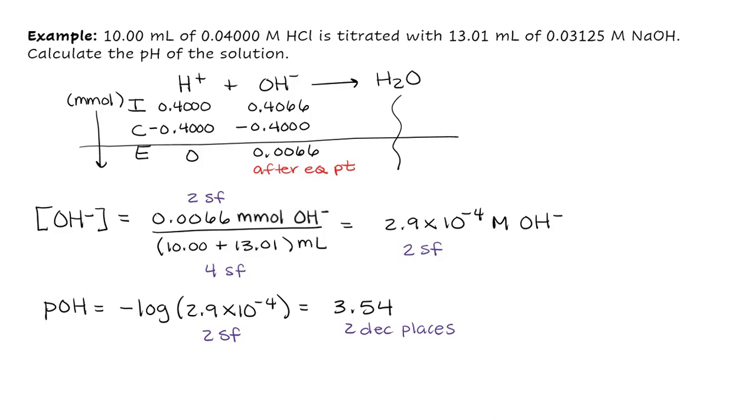And then our final step is to calculate the pH, and we get that from 14.00 minus 3.54. Both of those values are 2 decimal places, and it's a subtraction, so our pH will also be rounded to 2 decimal places. So 14.00 minus 3.54 gives us a pH of 10.46.